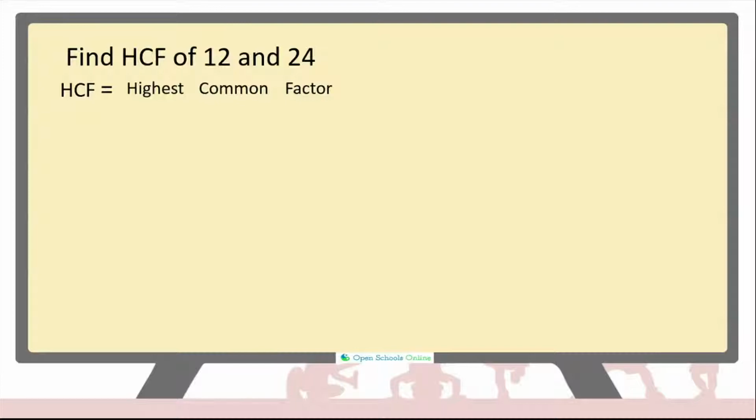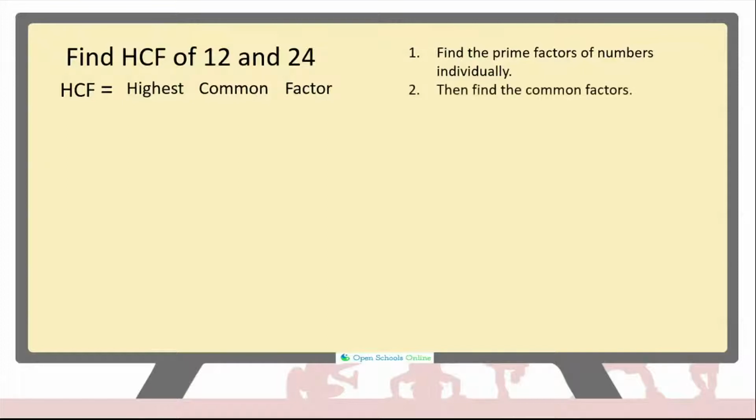But now the question is, how do we find HCF? Well, we can break down the process into three basic steps. In the first step, we have to find the prime factors of the given numbers individually. In this case, we would have to find the factors of both 24 and 12. The second step is to find the common factors amongst them. And then finally, we have to multiply these common factors to get the highest common factor.